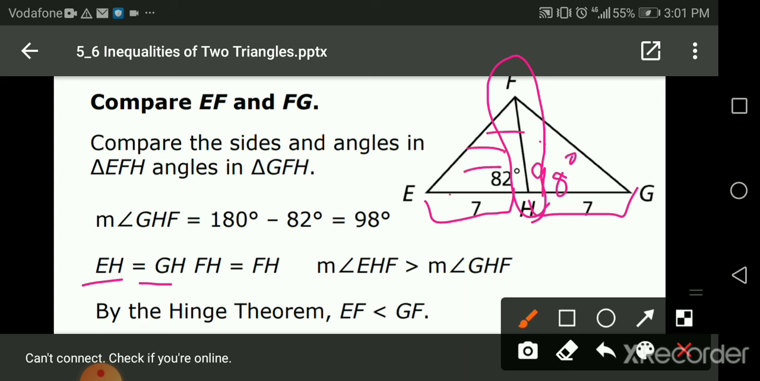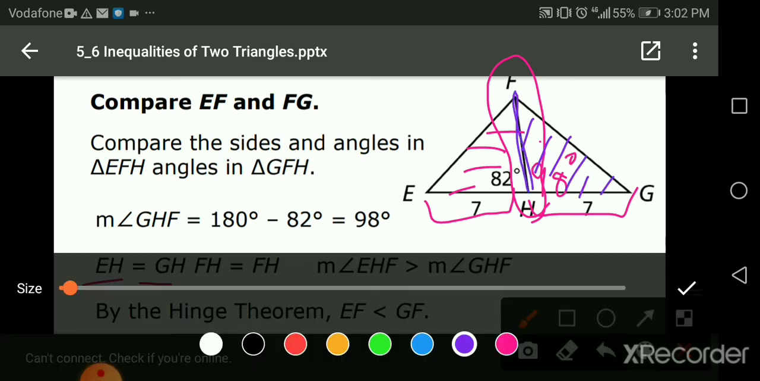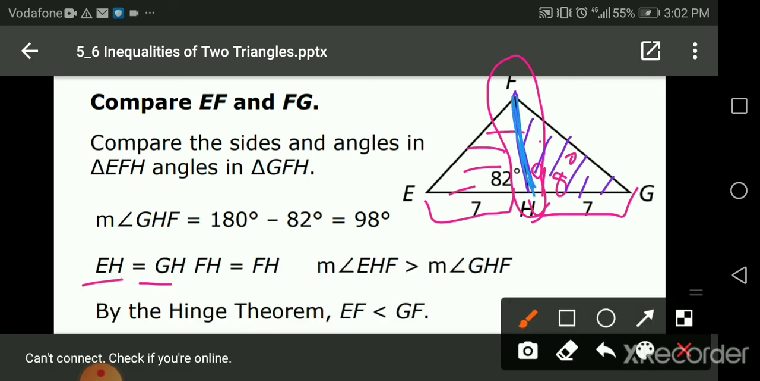If we have 2 separate triangles, I will repeat it again and again, the side between them is common. The side between them, guys, is common here. So I say to myself, FH in triangle EFH, in the pink triangle, is congruent to the same FH, guys, in the purple triangle. I will write it like this to make sure you understand it. This is important, guys.